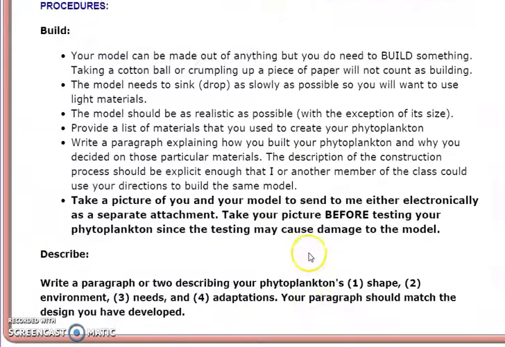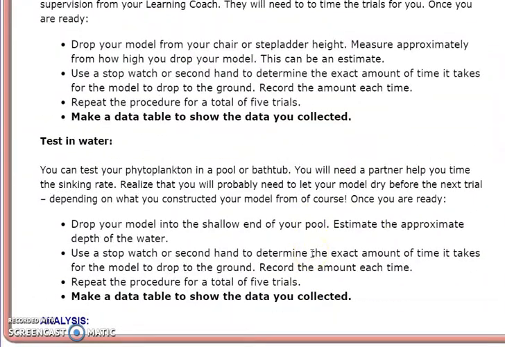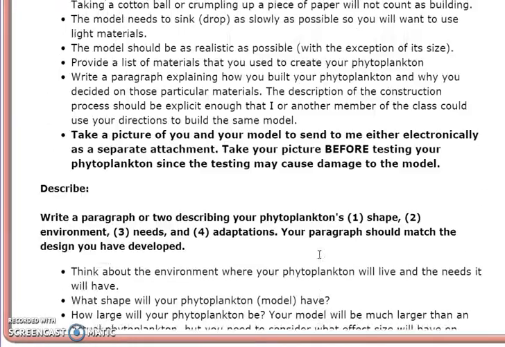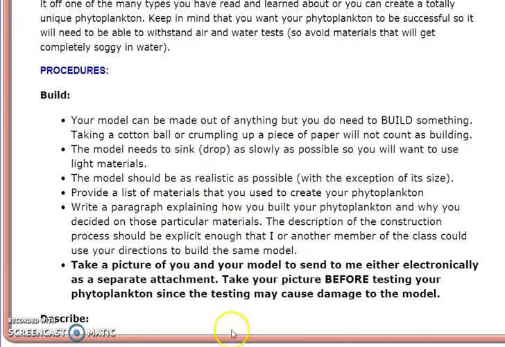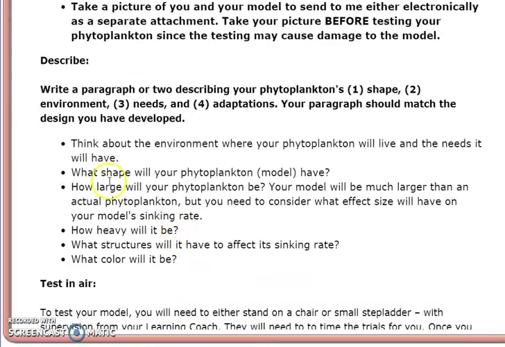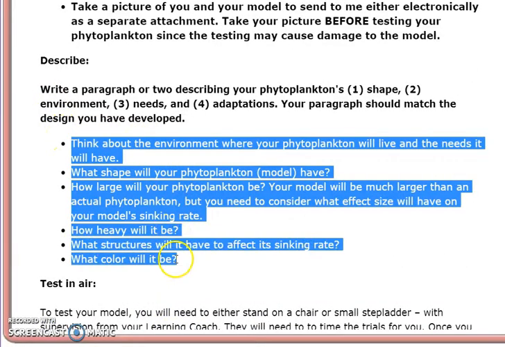And then after, you're going to do this data table, right? Testing it in water, testing it in air, making a data table to show all 5 trials and the times of those trials. And then once you're done making that test is when you're going to make that paragraph and description. So basically, you're going to describe how you built it. That's the first step. So give me detailed instructions on how you built it. Take a picture of it. Drop it. Test in air, test in water, and then do the paragraph describing the plankton, talking about what the plankton looks like, what kind of size it would be in real life, and that kind of thing.